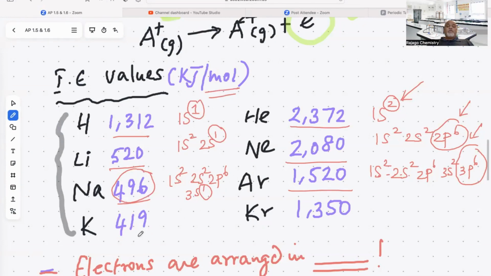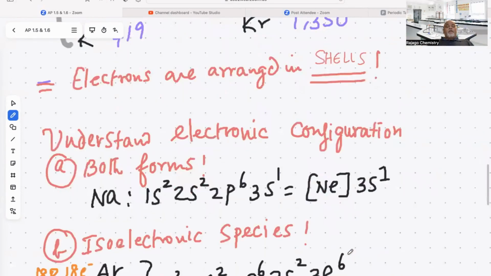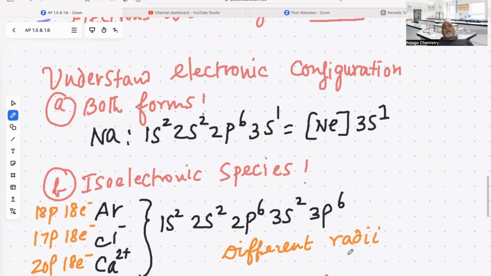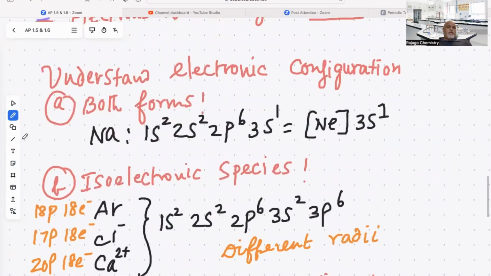So it tells us the electrons are arranged in shells or orbits. They are not randomly revolving anywhere they want. So in this chapter, we have to understand what electronic configuration is. We have to know how to write it in both the longer form and the shorter form. For sodium, I can write either 1s2, 2s2, 2p6, 3s1, or I can write 1s2, 2s2, 2p6 simplified as neon, and then the only change is 3s1. I should know how to write this.